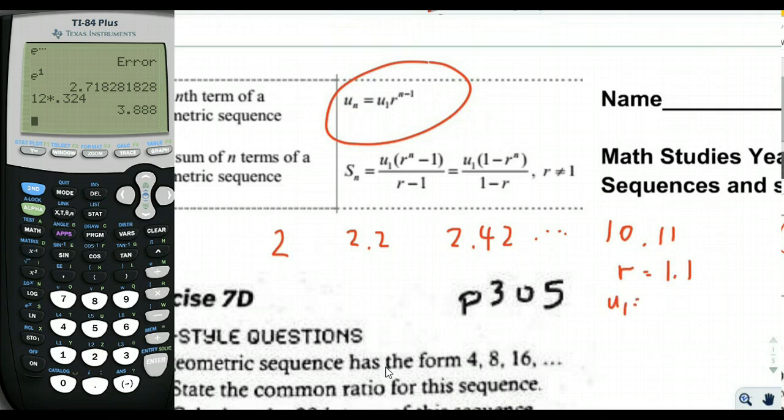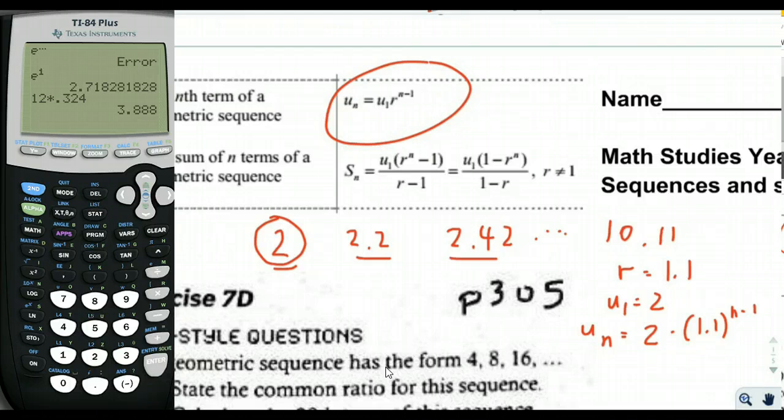U1 was 2, and UN would be any distance after that. So how do you find UN? You take the first number, 2, and you multiply by 1.1 n minus 1 times. So the first number would just be 2. The second number would be 2 times 1.1. The third number would be 2 times 1.1 squared, which is 2.42. Okay? So that's how you find the terms.